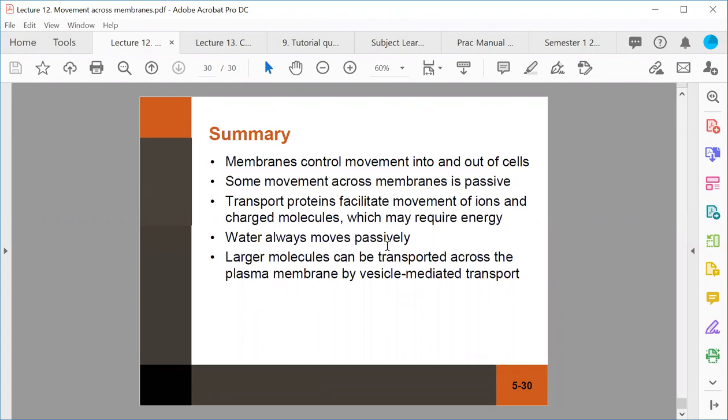Although they have discovered membrane proteins called aquaporins that seem to be specific for transporting water across membranes. That's another topic. Okay, and larger molecules can be transported across the plasma membrane by vesicle-mediated transport, which we just saw for endocytosis and exocytosis. All right, that's the end of this lecture.